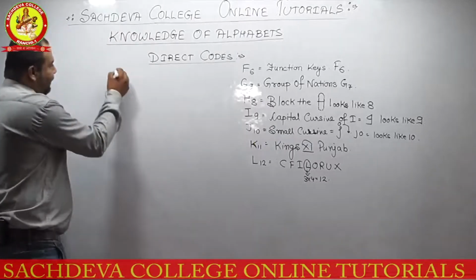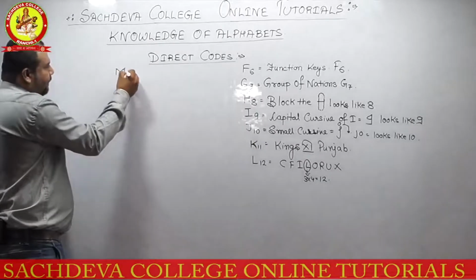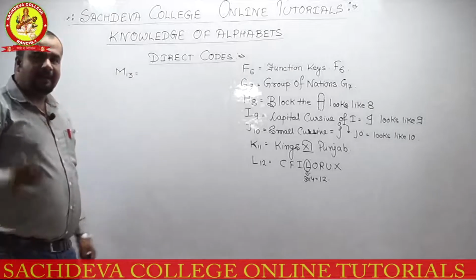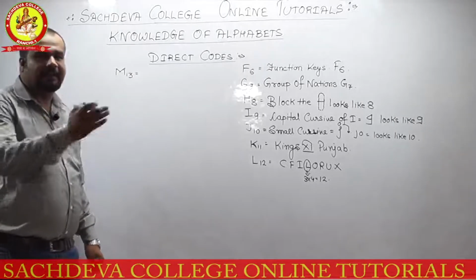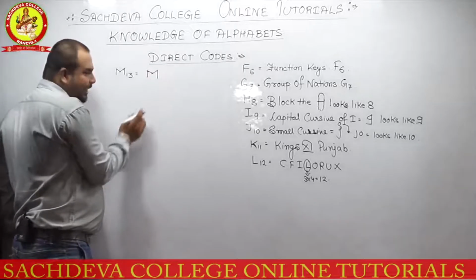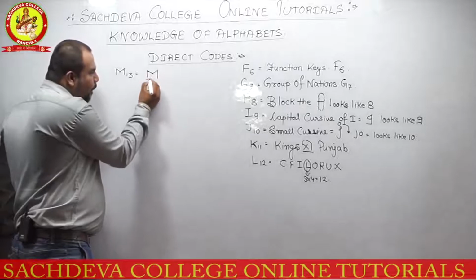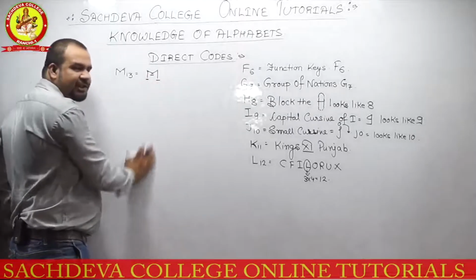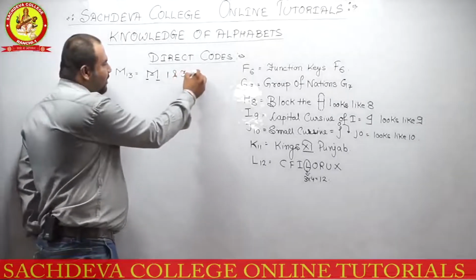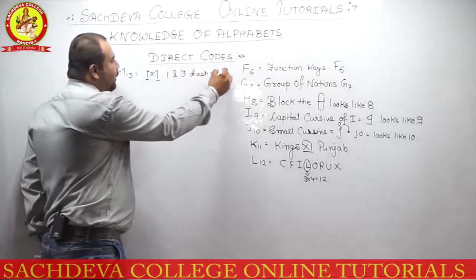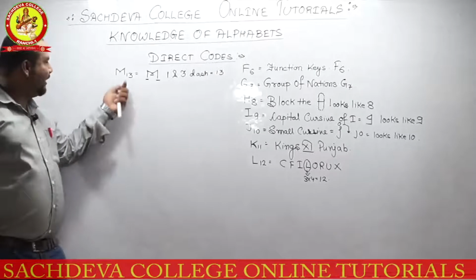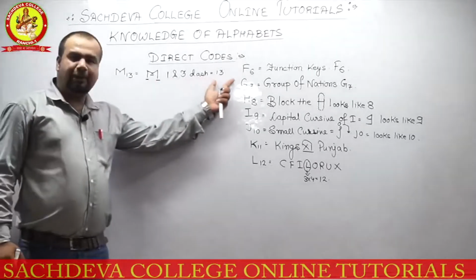Now, for M we have M13, the half of English alphabets. But we can again remember it with another method. We can say M is like this, and there are 3 dashes below M. 1, 2, 3 dashes. Yes or no? So we can say we have 1 and 3 dash. 1 and 3 dash is equal to 13. Yes or no? 1 and 3 dash is 13.